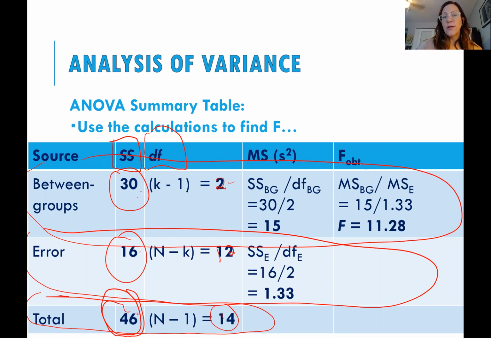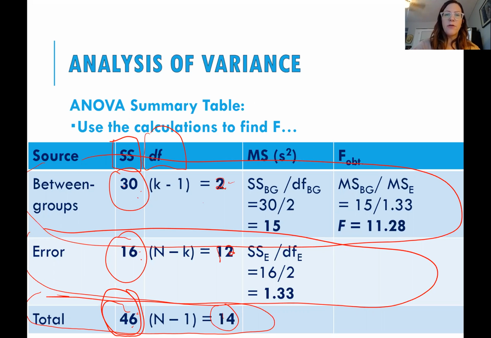Or we could do 30 plus 16 and get 46, right? So the problem is, and this is where I highly stress, don't cheat this. Don't automatically just go, oh, I'm going to get the between groups and get the error and then add those up. Because the problem is if one of those is wrong, you'll never know you got it wrong.